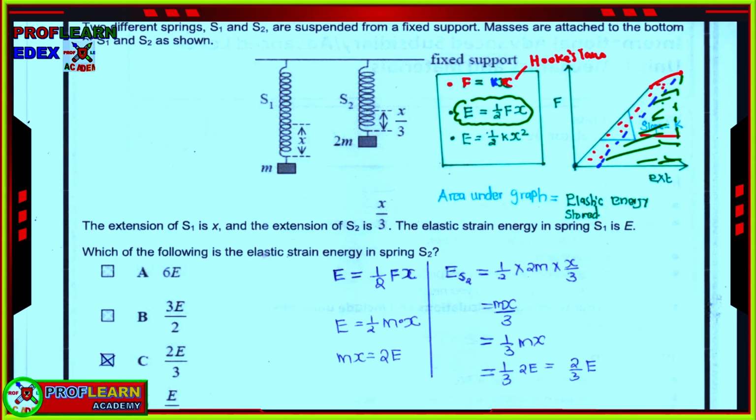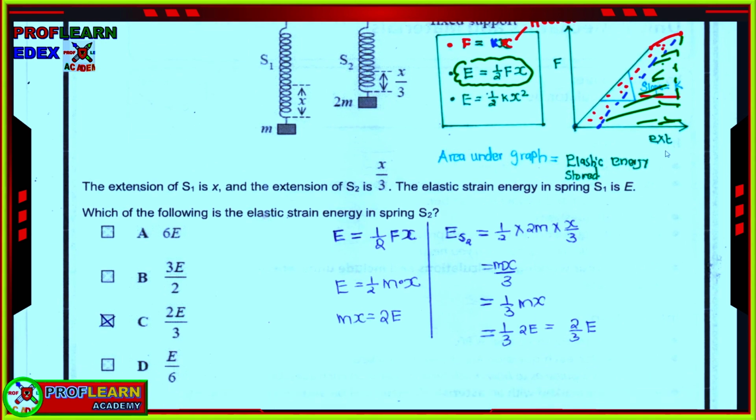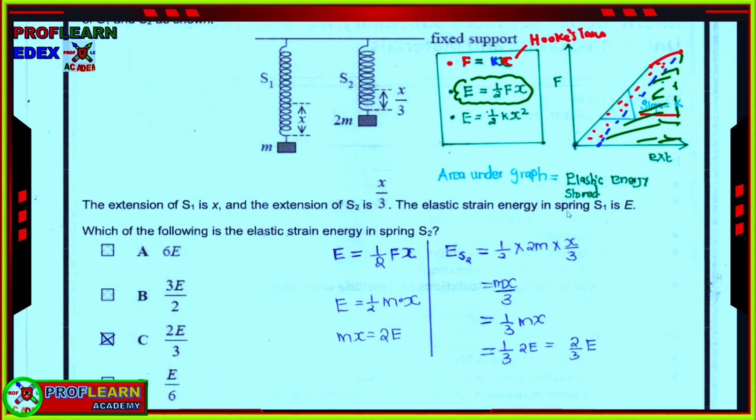All right, let's go down and see what the question is asking. Which of the following is the elastic strain energy in spring 2? Now we know that energy is equal to a half Fx, right? For spring 1, we have the mass m stretching this spring, and the extension there is given as x. So we have energy equals a half mx, because the extension is x and the force is m. And remember, force is proportional to mass, so we can use m here.